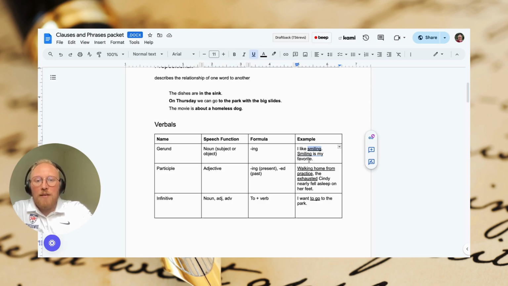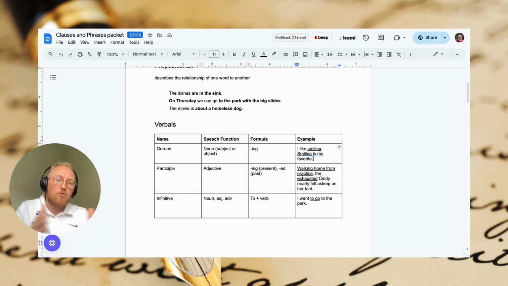You can also have a gerund phrase. So I like running to the store. So the whole phrase running to the store is going to be a gerund phrase. All right.